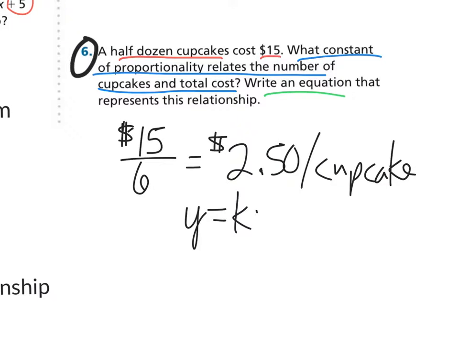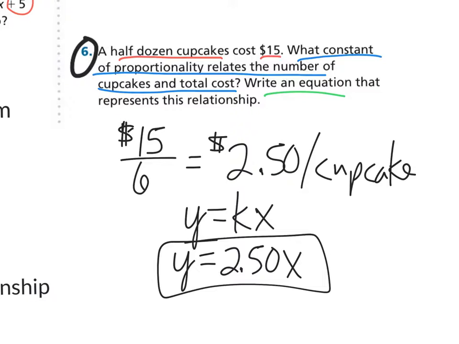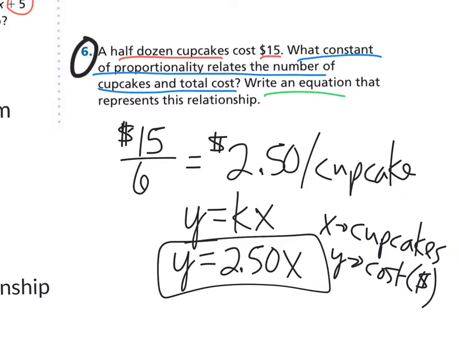So if we take our equation y equals kx, our equation then would be y equals 2.50 times x. In other words, x is my number of cupcakes and y is our costs in dollars. We should be a little more formal with this on a test, saying x represents the number of cupcakes, y represents the total cost in dollars. But again, it's just $2.50 times however many cupcakes we buy is going to tell us what our total cost would be.